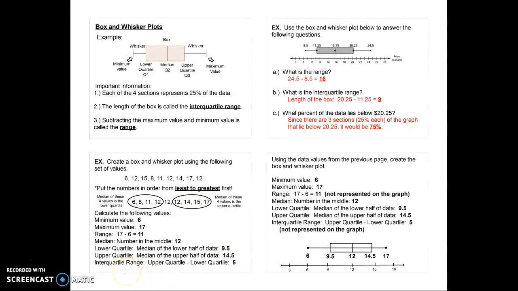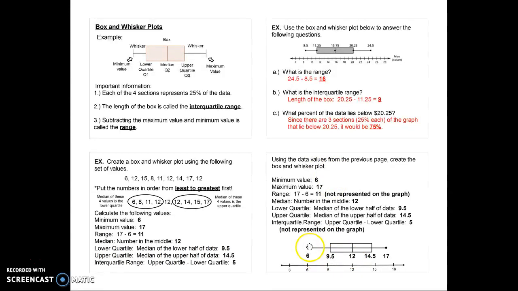Then the last value that you need to construct it is the interquartile range. Remember, that's taking your Q3, or your upper quartile, and subtracting your lower quartile from it. So 14.5 minus 9.5 gives us an interquartile range, or IQR, of 5. Now we're going to use this information to actually make the box and whisker plot.